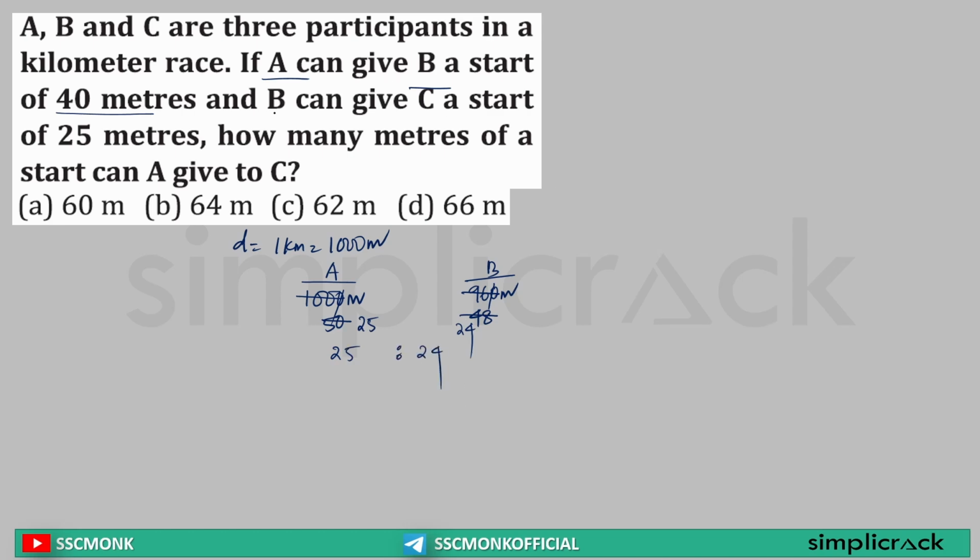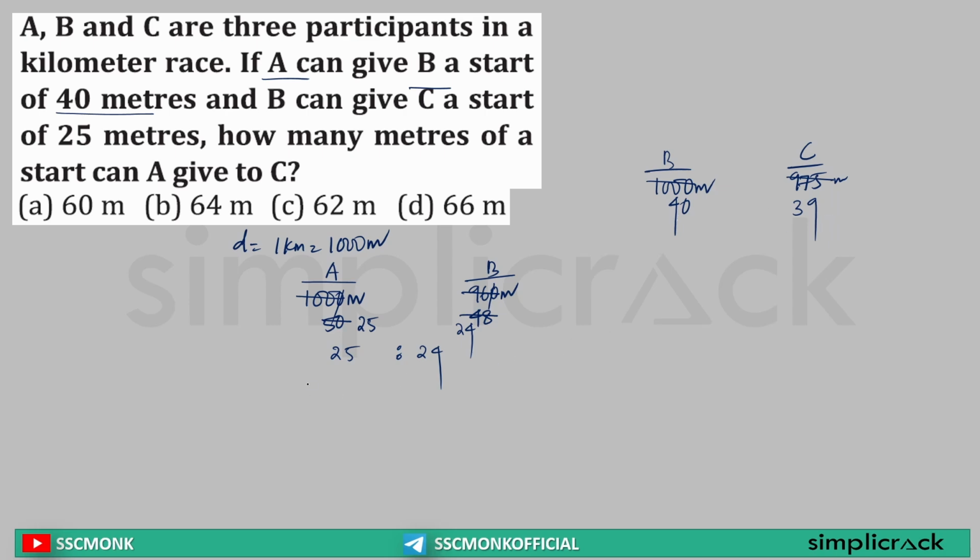Now, B gives a start of 25 meters to C. Now, sir, if B runs for 1000 meter, C will be running 25 meter less than that. That means 975 meter. Yes or no? Yes, sir. Let's start with 25. So 25 times 4 is equal to 100, 25 times 3 is equal to 75, 25 times 9 is equal to 225. So what is the ratio? 40 is to 39, B is to C.